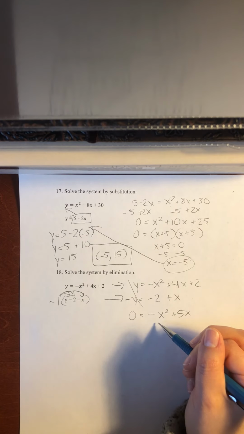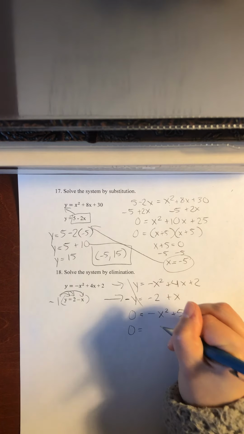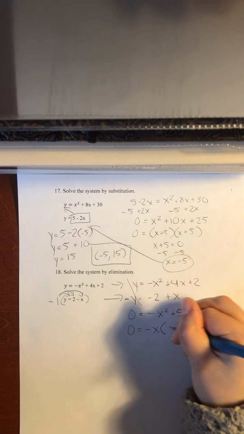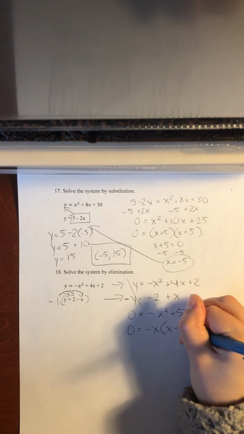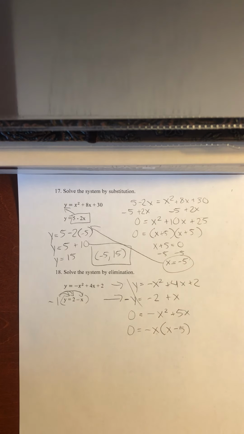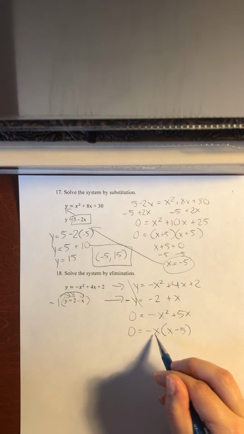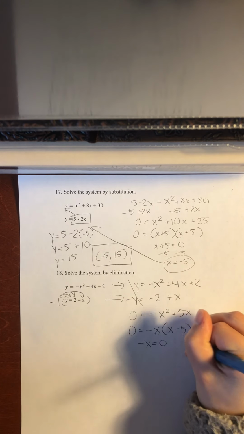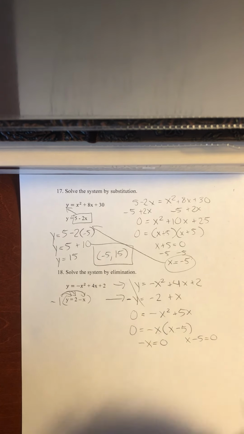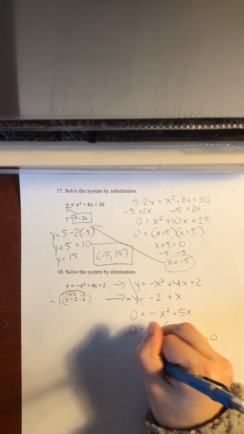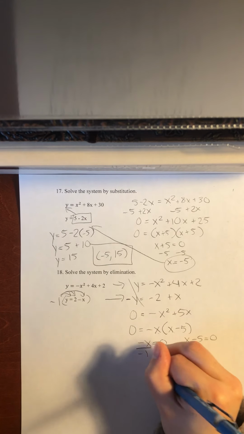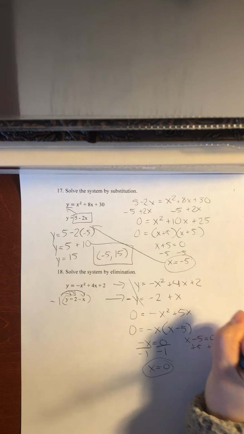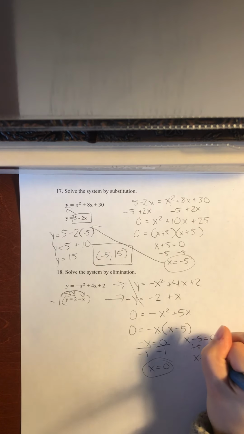We're going to factor out negative x. If you can factor out a negative, factor out a negative. So then we're left with x minus 5. We're going to set both factors equal to 0. Negative x equals 0 and x minus 5 equals 0. Divide by negative 1, divide by negative 1, x equals 0. And for this one, add 5, x equals 5.